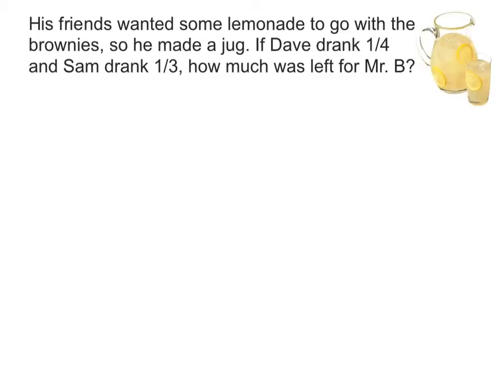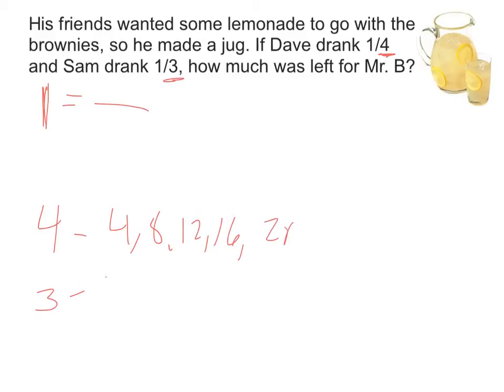Alright, so hopefully you have now realized that one jug needs to be represented as a fraction. So I'm going to write 1 equals a fraction. Now I'm going to take the 4th and the 3rd. So 4, 8, 12, 16, 20 and 3, 6, 9, 12, 15. I see they have a 12 in common as their least common multiple.